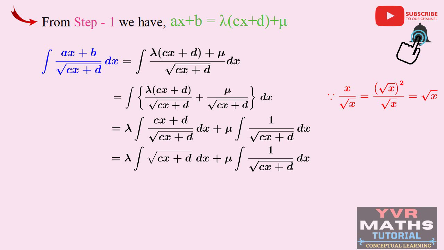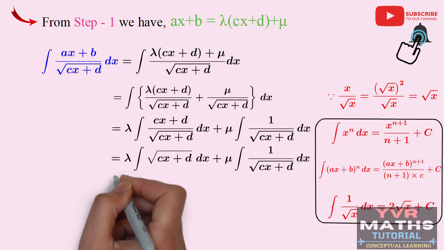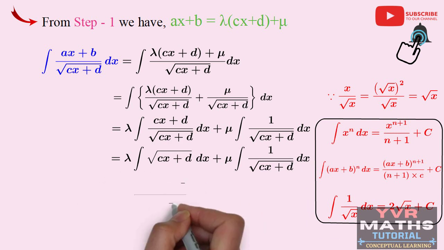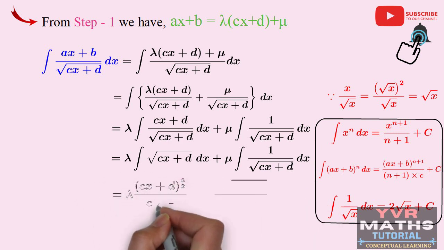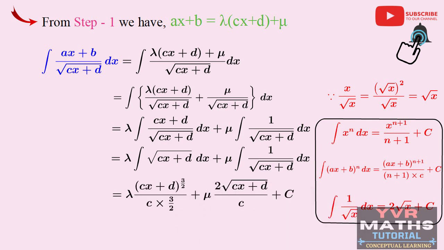We know the standard formulas integral x^n dx and integral 1 by root x dx. So by applying these two formulas, we will get the next step. See here: λ into (cx+d)^(3/2) by c into 3/2 plus μ into 2 into root of (cx+d) by c plus C. So if we simplify this one, then what you will get? See here in the next step: 2λ by 3c into (cx+d)^(3/2) plus 2μ by c into (cx+d)^(1/2) plus C. Here capital C is the integral constant. I just applied the standard formulas here to get this answer.